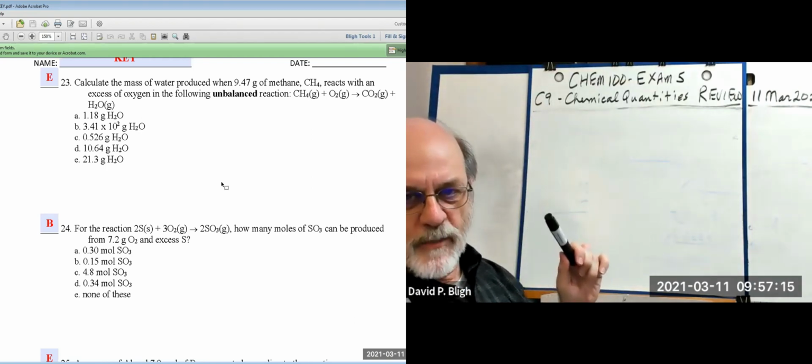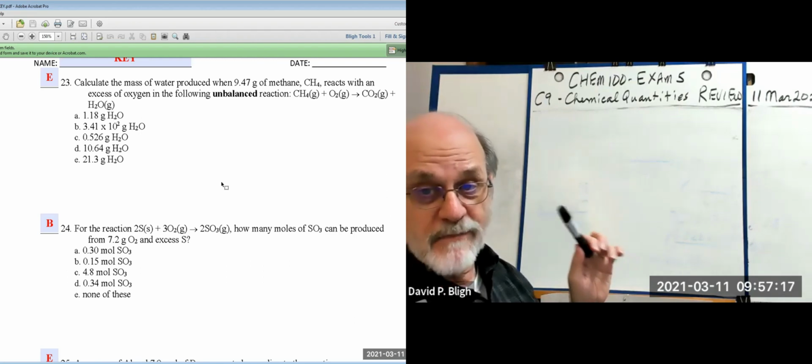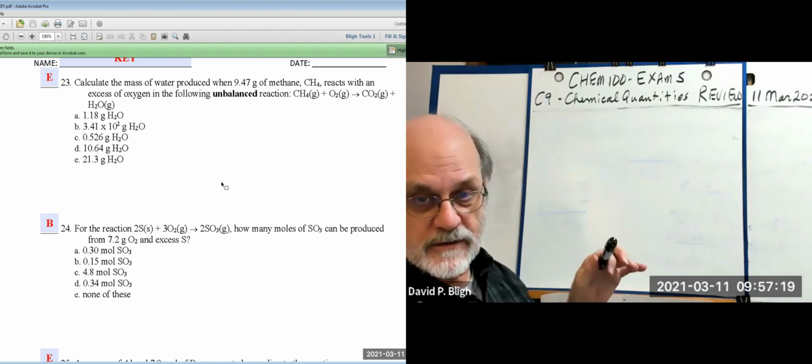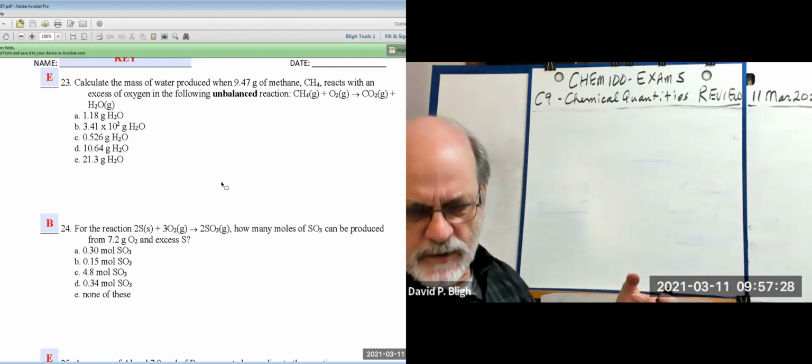What's the mass of water produced when 9.47 grams of methane react with an excess of oxygen in the following unbalanced reaction? So we got to balance the equation. It looks like all the compounds and elements are written correctly.